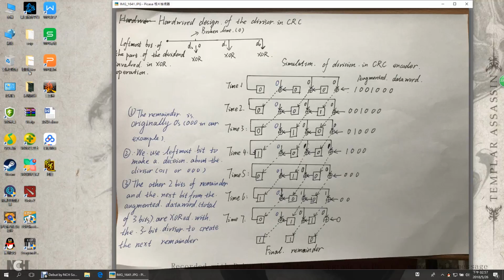Okay. In this section, we need to know the CRC's operation process. So CRC consists of the divisor, the augmented data word, and the dividend. In the hardware design of the divisor in CRC, we know from the figure the leftmost bit of the part of the dividend is involved in the XOR operation.